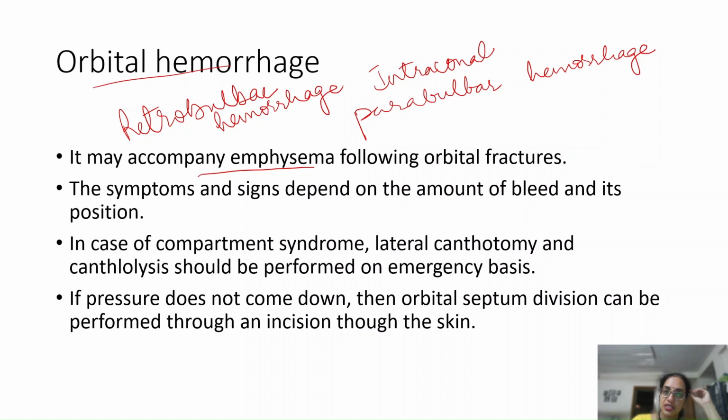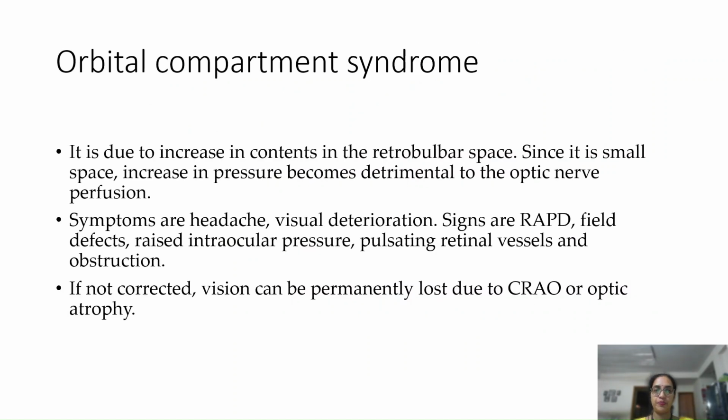So again the signs and symptoms depend on how much bleed is present and where it is present. So in case it is an intraconal space, then there is axial proptosis. If it is an extraconal or parabulbar space, you have the eccentric proptosis. So in case there is raised intraorbital pressure, there can be development of a compartment syndrome in which you have to do a lateral canthotomy and cantholysis to relieve the pressure on the optic nerve. If the pressure doesn't come down, then the orbital septum division can be performed through an incision to the skin.